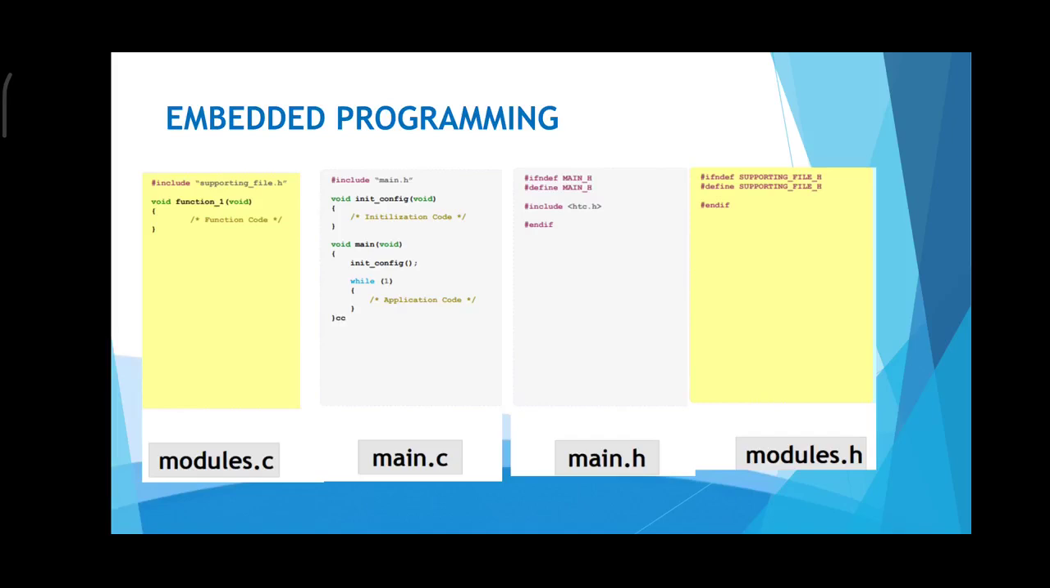Why use this module approach? First, code reusability. Functions in modules.c can be reused in different projects. Second, better organization, separating initialization logic and function declarations. Third is scalability. It is easy to add more functionalities without modifying the main program extensively. This structure is widely used in embedded system programming for microcontrollers like PIC16F877A, ensuring efficient and maintainable code.